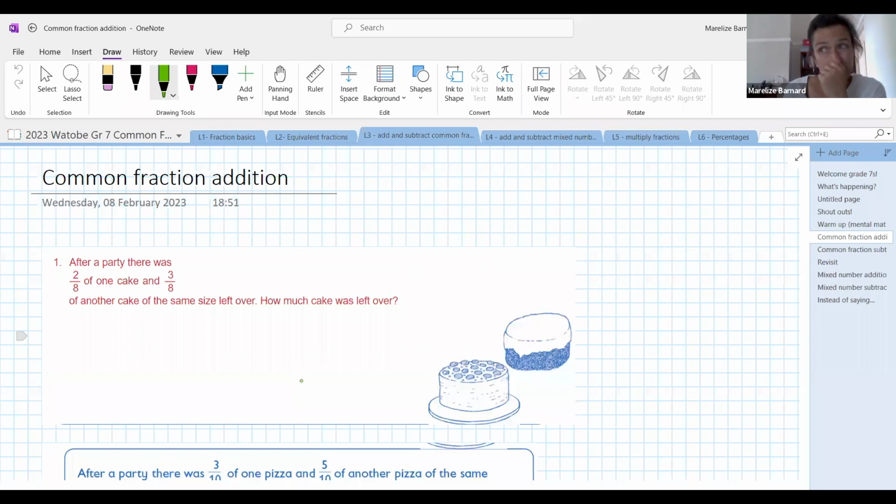Put it in the chat. I have 2/8 of one cake and 3/8 of another cake. Let's not worry about simplifying now. Let's just think about it. The question is, how much was left over? So we have 2/8 and 3/8 left over. So how much was left over? Don't guess, guys. Think it through, write it down, reason it out on the page where you are.